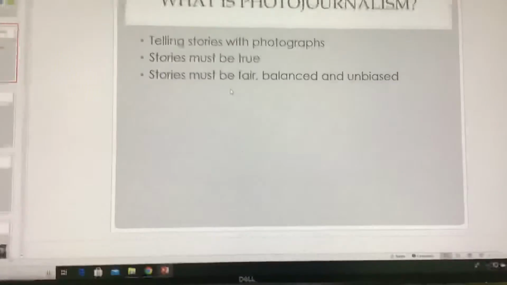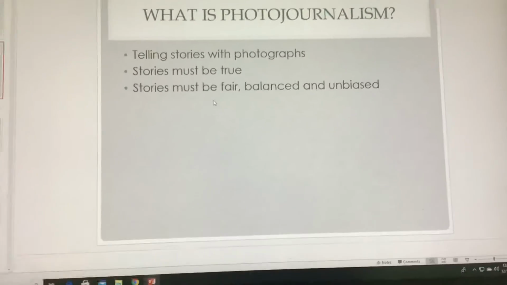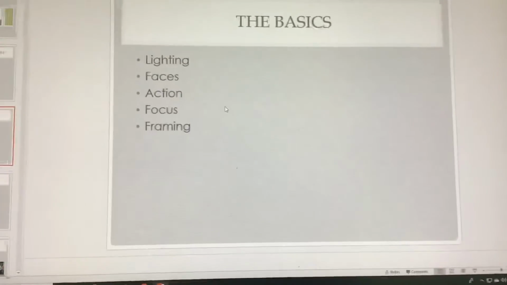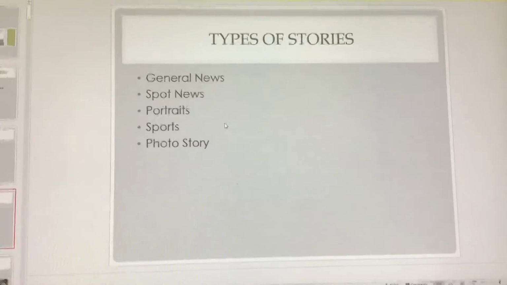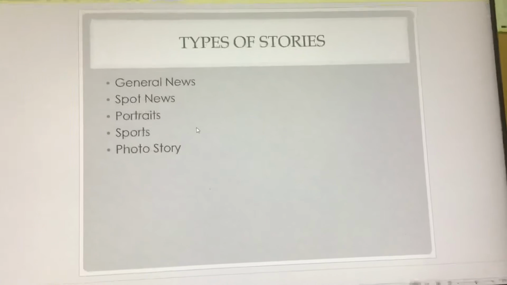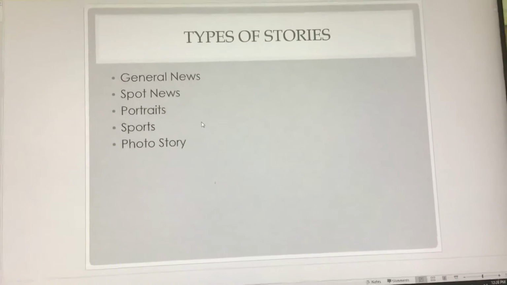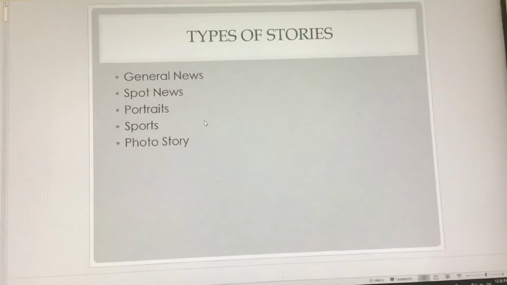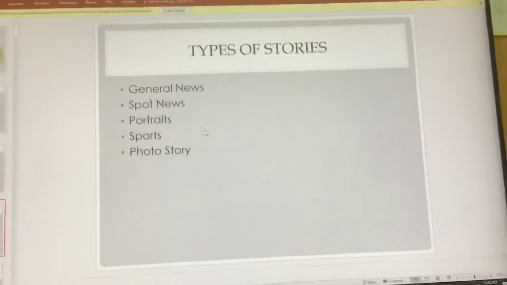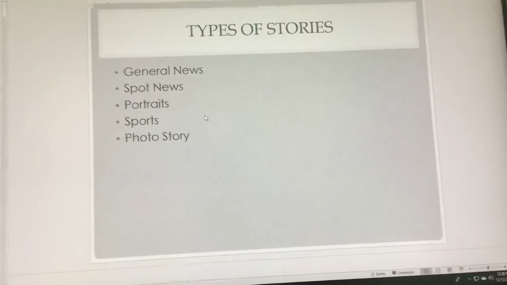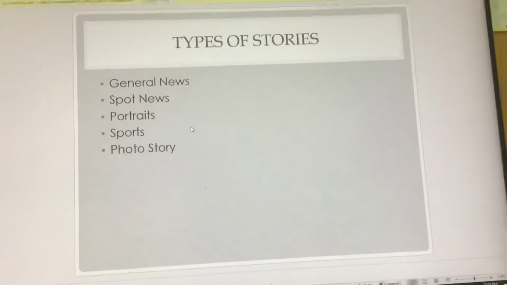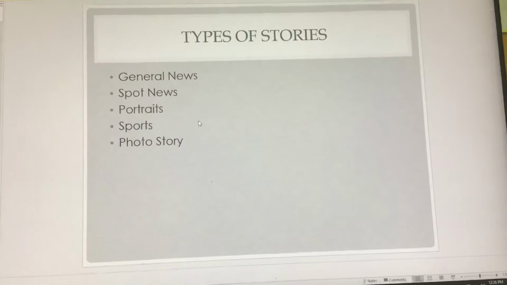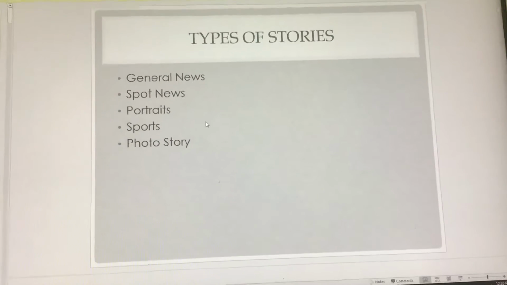So define photojournalism. It's just telling stories with photographs. The 5 types of stories that you would tell as a photojournalist would be general news, spot news, portraits, sports, and the photo story. Just real quickly, kind of an example of each one. General news is news that's planned, so that's stuff that's scheduled, that's events, that's court dates, that's press conferences. Spot news is your breaking news, so that's news that is not planned, that's things like fires, car crashes, murders.